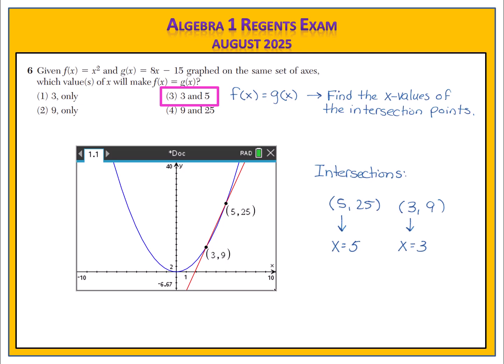Notice a point of danger here. If we had not zoomed out further and we had missed the point 5, 25 and only found 3, 9, we might have thought the answer was only x equals 3, which is the first choice. So always zoom out more and see what's going on.